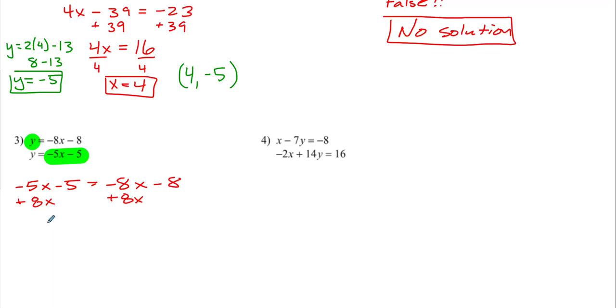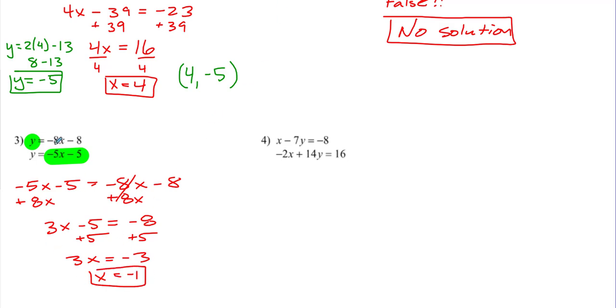8 minus 5 is going to give me 3x. Okay, I got minus 5 drops down. Those go away. I got minus 8. Then I'm going to add 5 to both sides. I get 3x is equal to negative 3. And then I get x is equal to negative 1. Boom. All right, now that I got x, I'm going to plug that in.